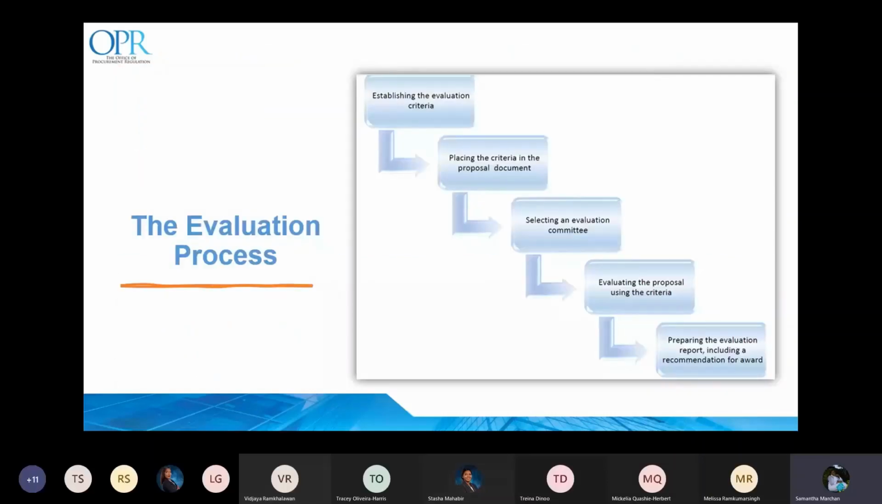The evaluation process consists of the following key steps. First, establishing the evaluation criteria, then placing the criteria in the proposal document. Thirdly, selecting an evaluation committee, then evaluating the proposal using the criteria and preparing the evaluation report, including a recommendation for award.